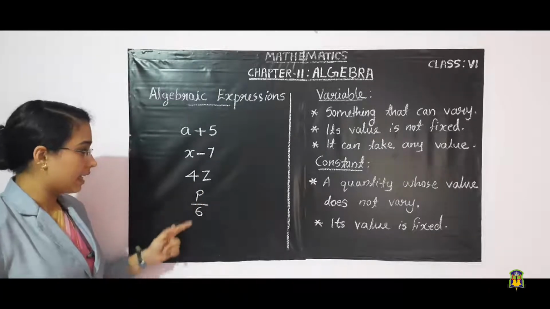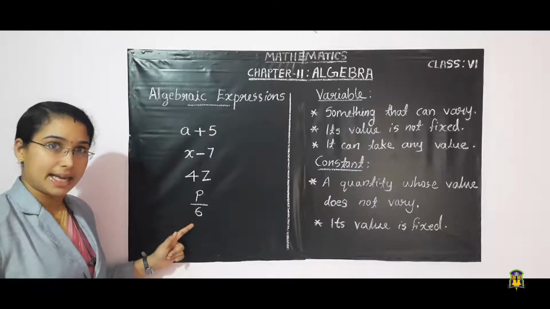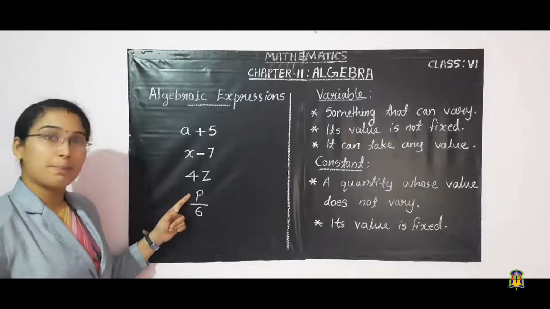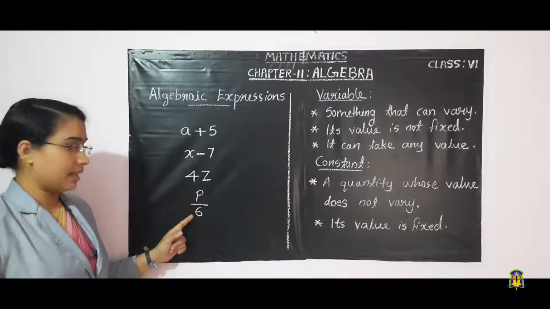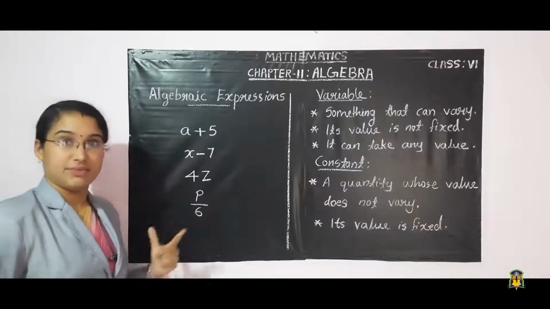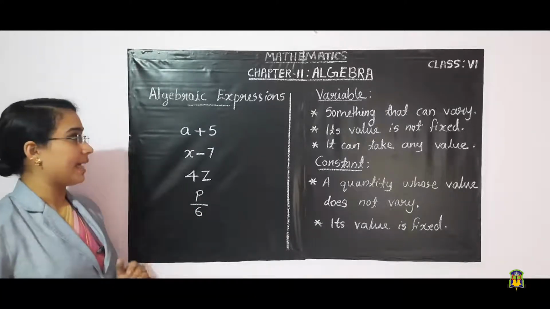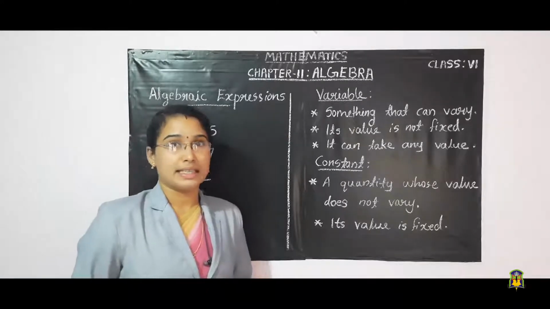So how to read this? 4z. Then last one, p by 6. P divided by 6. So in this, p is the variable and 6 is the constant. And p divided by 6. So we are using division. Okay. So these are the examples. So from this you can identify what is the variable and what is the constant.